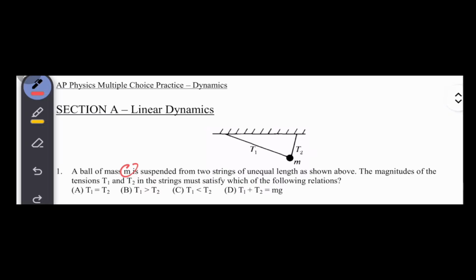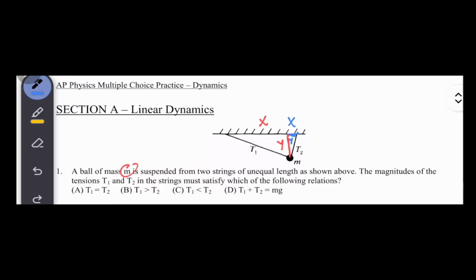So first thing I would recommend everyone to do is split your forces into the X and the Y components. So for tension 1, we can draw a right angle right here. Just draw here to make a right triangle. So then we have our X component and then we have the Y component. And in a different color, we can draw here the X component and then the Y component.